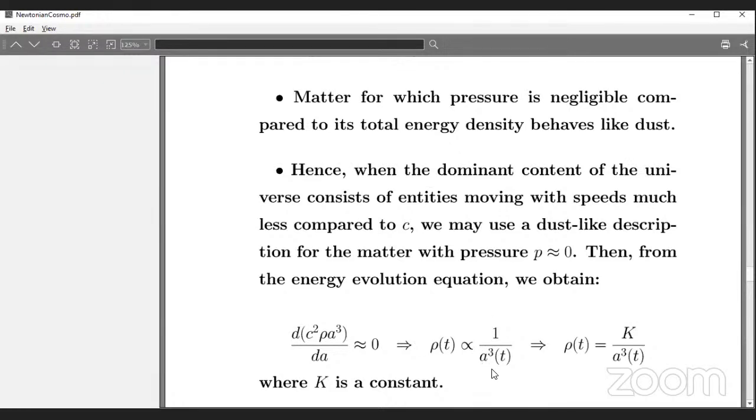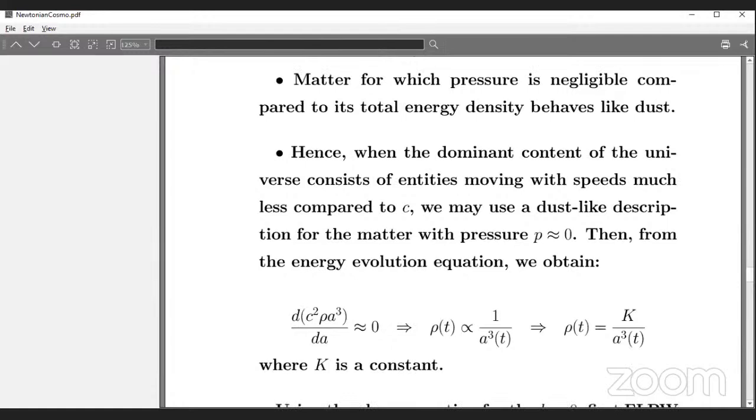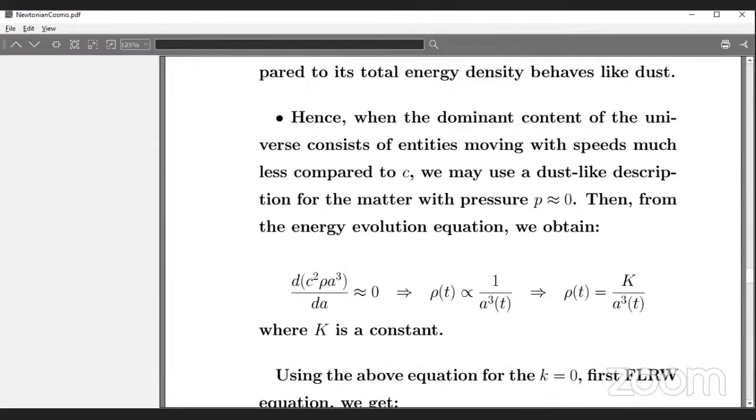So in other words, for dust-like matter, mass density is equal to some constant k divided by the cube of the scale factor. Of course, you can intuitively understand why this must be so. For dust-like matter, the mass density is simply the sum of the mass of the particles divided by the volume, and the volume increases as a cube, and therefore rho of t has to go as k by a cube of t. That's a very simple intuitive explanation why we must have such a result.